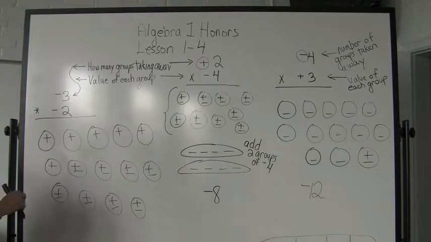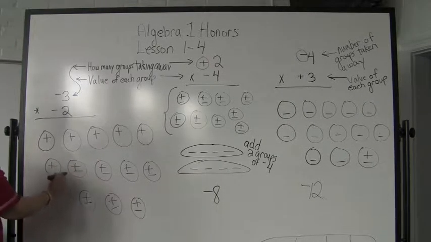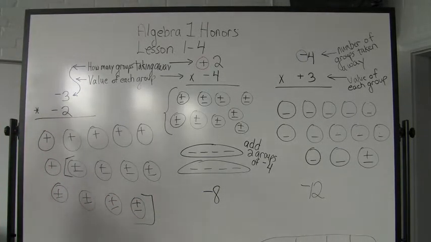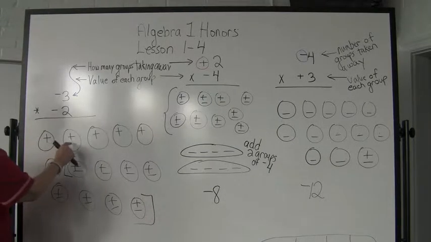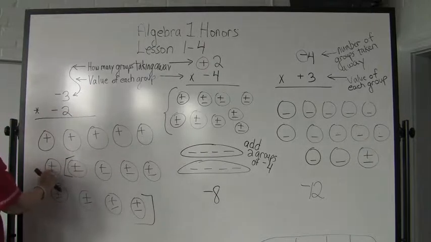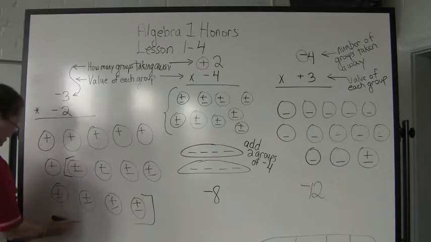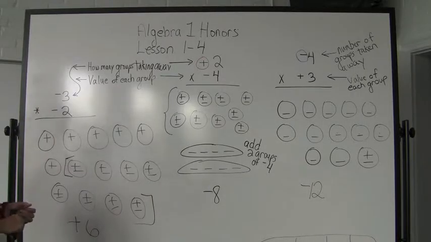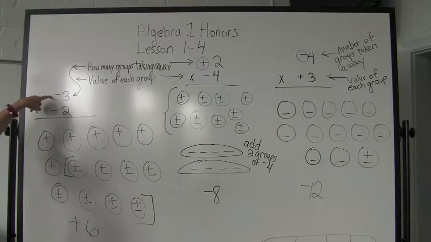We're left with, let's see, all of these from here on down, all of these are zeros, so they don't really contribute much to our total. So we have to count 1, 2, 3, 4, 5, 6. We end up with a positive 6 because we've taken away 3 groups of minus 2.